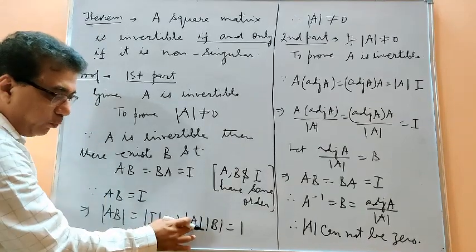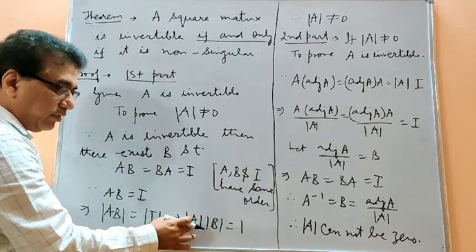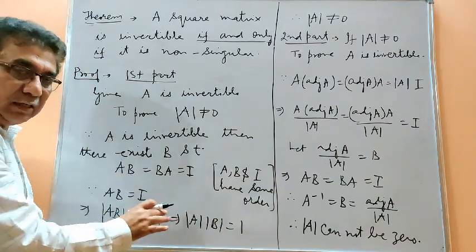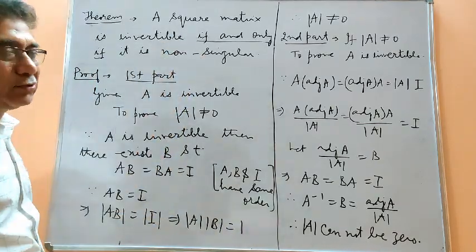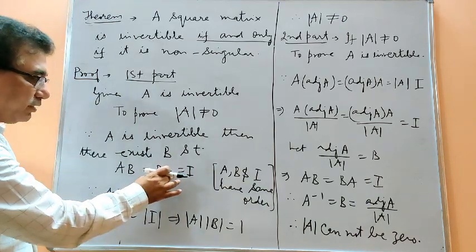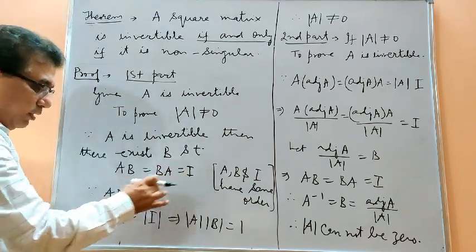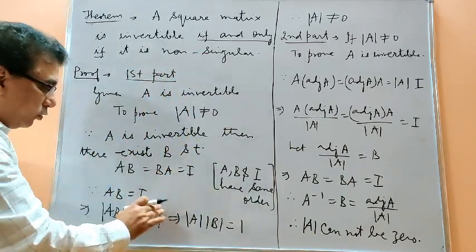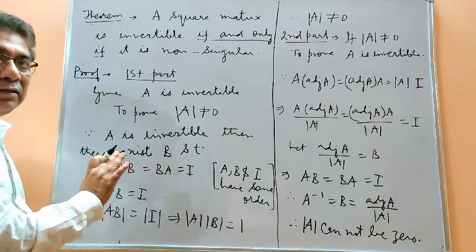And remember, both are real numbers. So if the product of two real numbers is 1, they cannot be 0. None of them can be 0. That's why determinant A is also not equal to 0. So that was the first part. If I go with BA is equal to I, suppose, going the same way, we get the same result, determinant A is not equal to 0. So both are consistent, giving the same result.